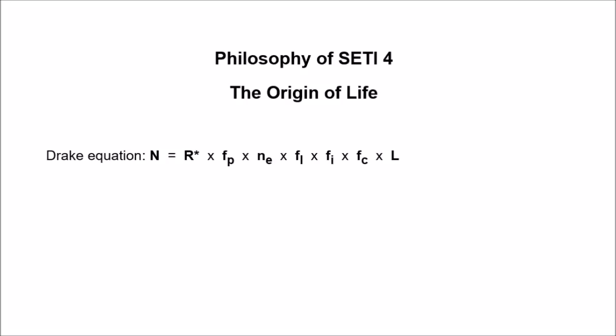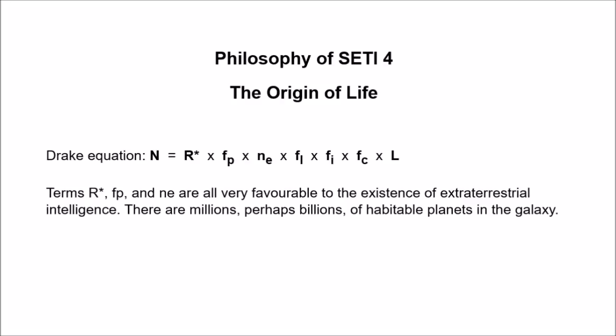Now, we saw in that video that the first three terms of the equation are now fairly well understood, and the prospects for extraterrestrial life look pretty good from what we know of those first three terms. We know the basic building blocks of life are common throughout the galaxy. Even on the most conservative estimates, there are tens of millions of potentially habitable worlds in our galaxy alone. More liberal estimates put it at billions.